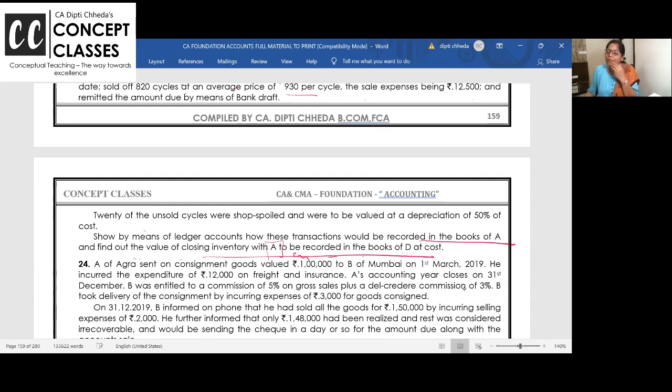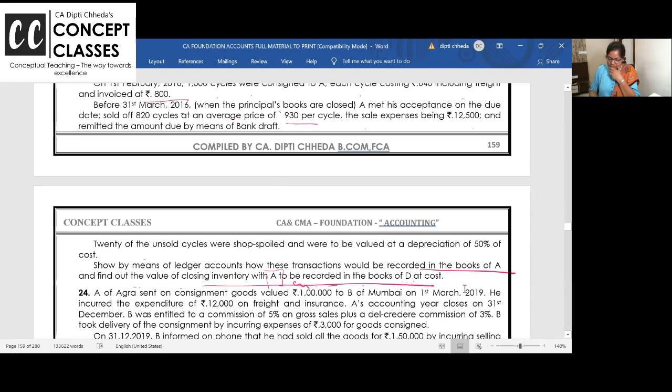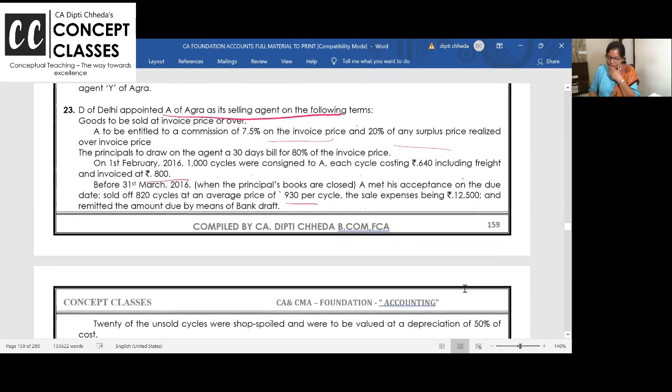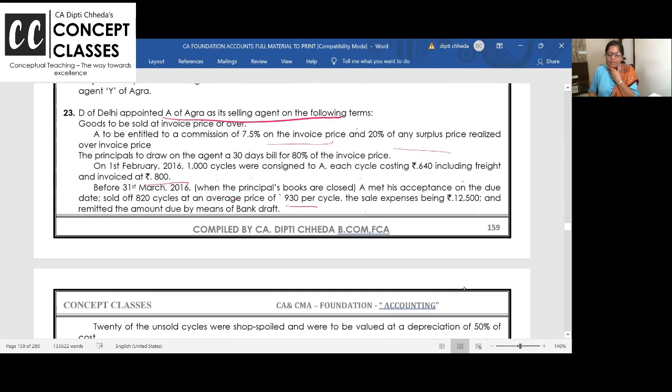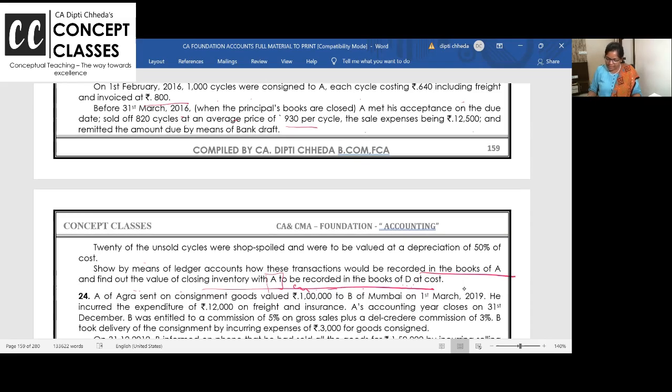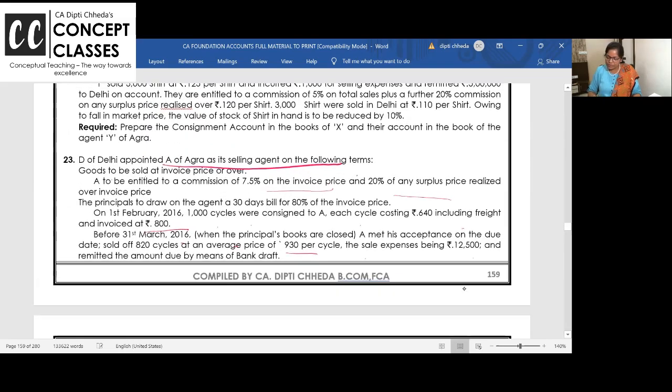थोड़ा सा टेढ़ा मेढ़ा problem, मतलब the problem is simple, but they have asked you all the details. ठीक है, चलो, we'll do it. कैलकुलेशन ही करना है ना सिर्फ. In the books of D of Delhi, consignment account नहीं बनाना है. In the books of A, consignee, D's account you have to prepare, and closing inventory you have to calculate. All right, we will do it.